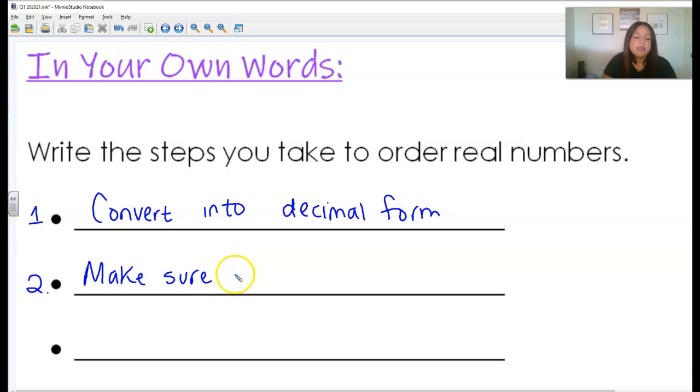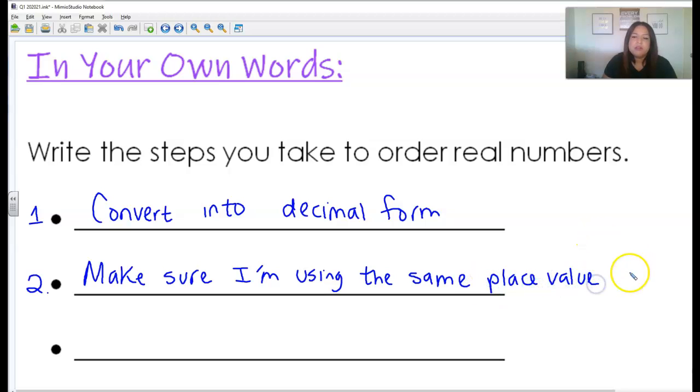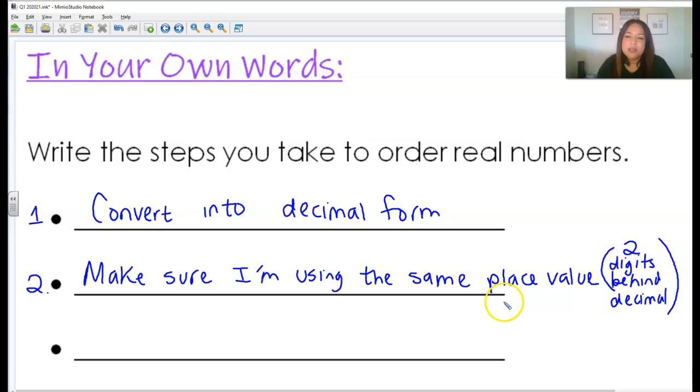Once I have them in decimal form, my step 2 is always going to be to make sure that I have the same number of digits behind the decimal. So in other words, I'm using the same place value. Make sure I'm using the same place value. So I'm going to go ahead and put in parentheses, I always like to use 2 digits behind the decimal. Okay? So, in other words, I'm using hundredths. And the reason why I do this is because it kind of looks like money to me, okay?